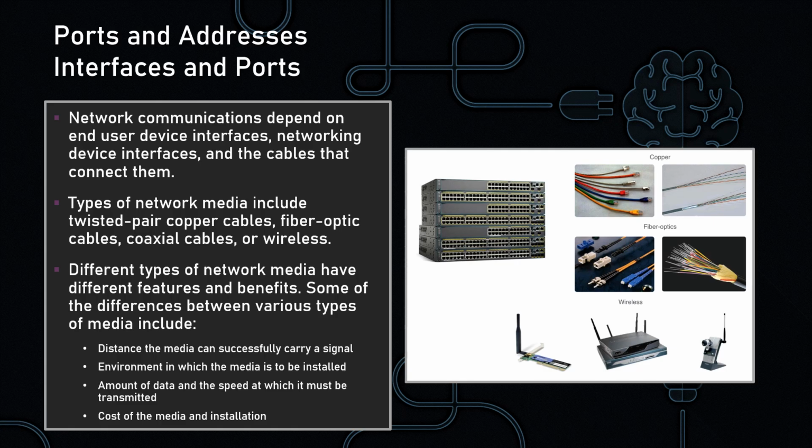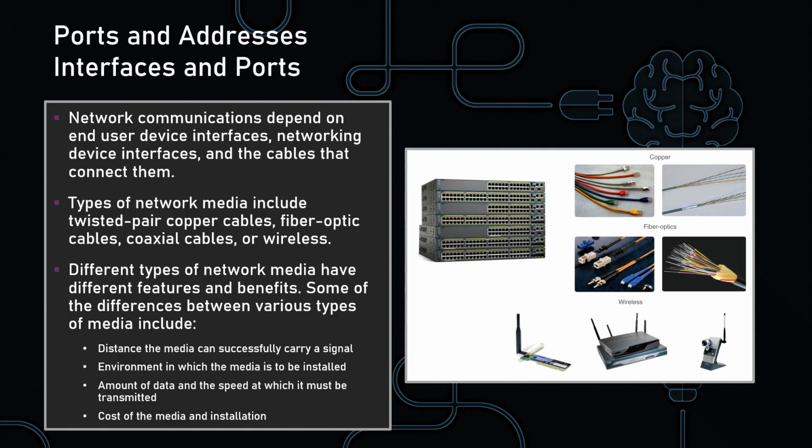Now, network communications depend on end user device interfaces, the actual devices that we're handling, the transition devices or intermediaries that move to and fro, and the cables that connect them. There are 3 primary methods of transmission we talk about: wireless, fiber optic, and twisted pair copper cables. Coax is very similar to copper cable, it just doesn't have the twist, so that's why we tend to blend those two together.